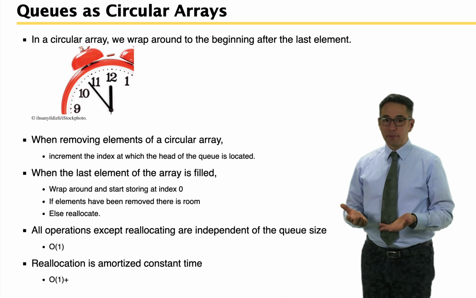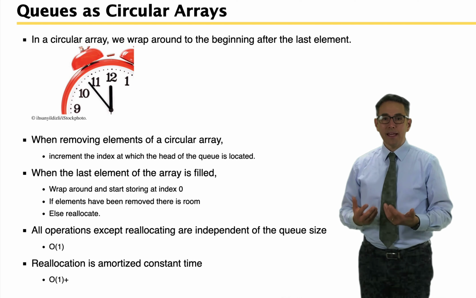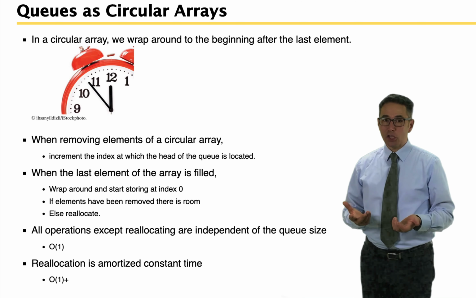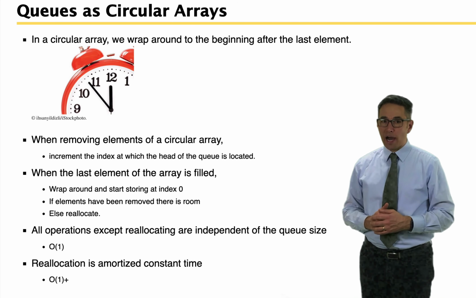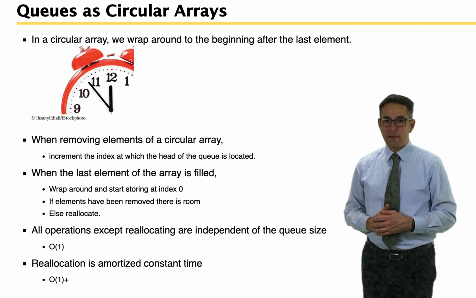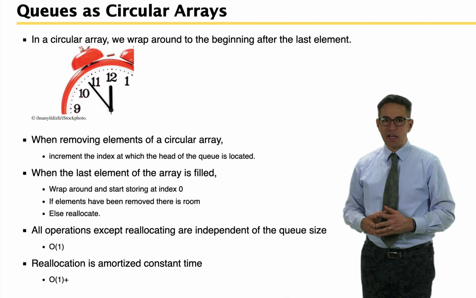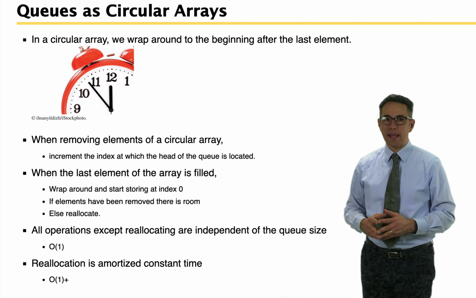If we choose to implement a queue in this way, our array can do all of the operations independent of the queue size with order 1 operations. Remember, that was something that we thought only a linked list could do. Well, if we're clever about the way we implement it with our array, an array can do it in order 1 operations as well. Of course, our reallocation is going to be amortized. Occasionally, we'll need to increase the size of our array, and so we'll put a little footnote, order 1 plus.